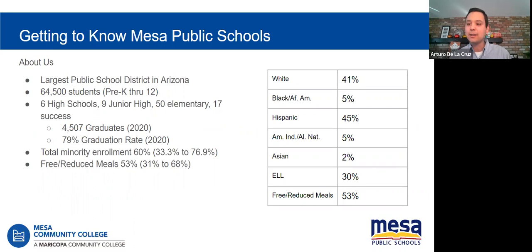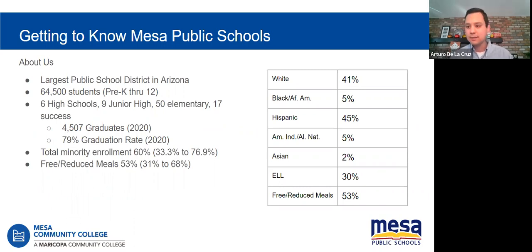Now let's take a look at our school district. Many of you might be familiar with Mesa Public Schools if you're logging in from the state of Arizona. And that's the reason, because Mesa Public Schools is the largest school district in the state.